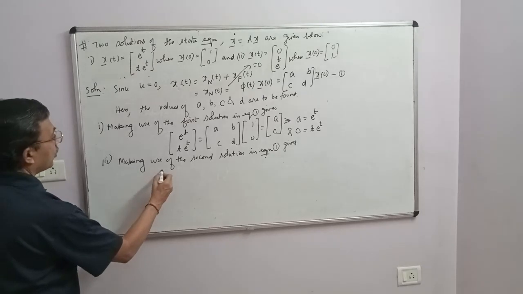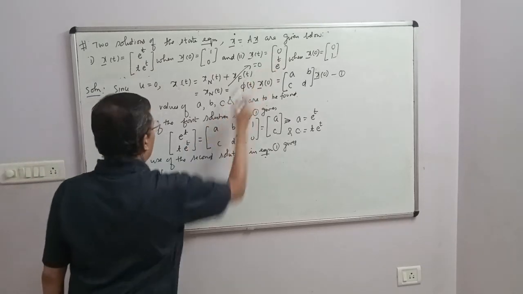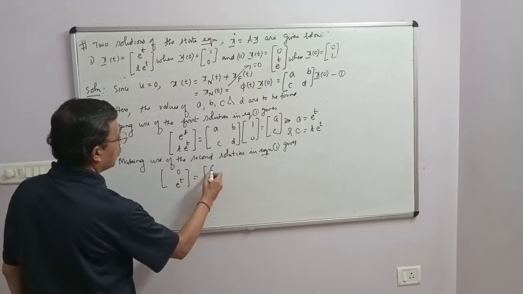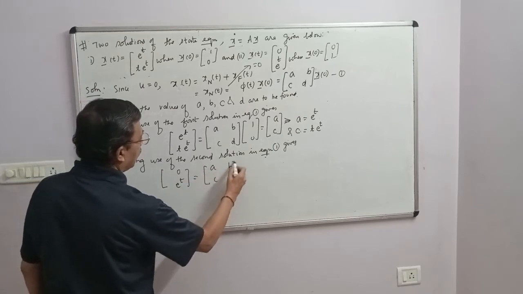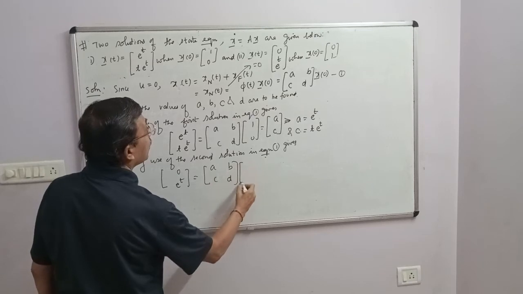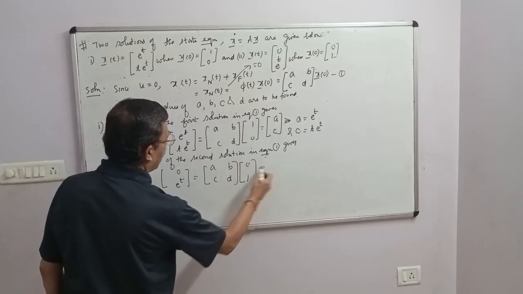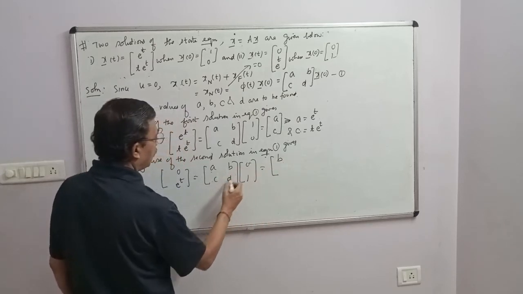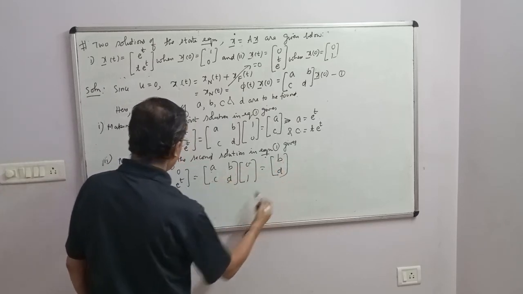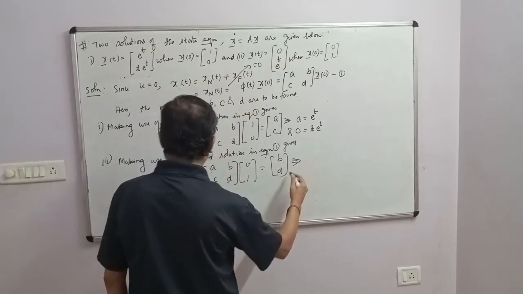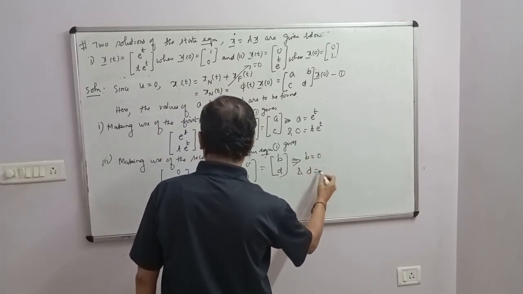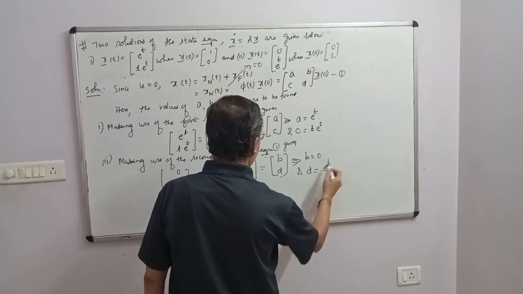Second solution is what? e to the power t is equal to a, b, c, d. What is the initial vector? Initial vector is 0, 1. You multiply a into 0 plus b into 1, this is b. c into 0 plus d into 1, this is d. This implies b is equal to 0 and d is equal to e to the power t.